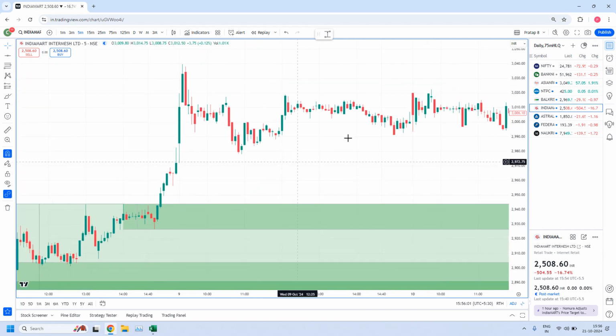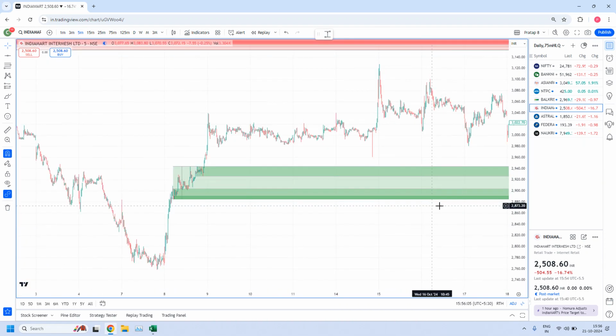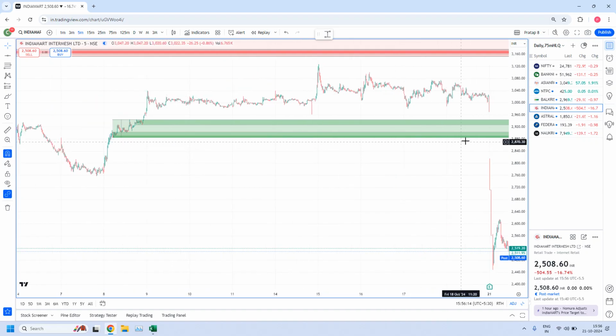But what happened today? We didn't get a trade opportunity. Before you want to plan a trade, the market opened with a gap down. When it opens with a gap down, you can't plan any trade because the order flow is already gone. Why has such a strong order flow gone? What could be the reason? The reason is very simple.